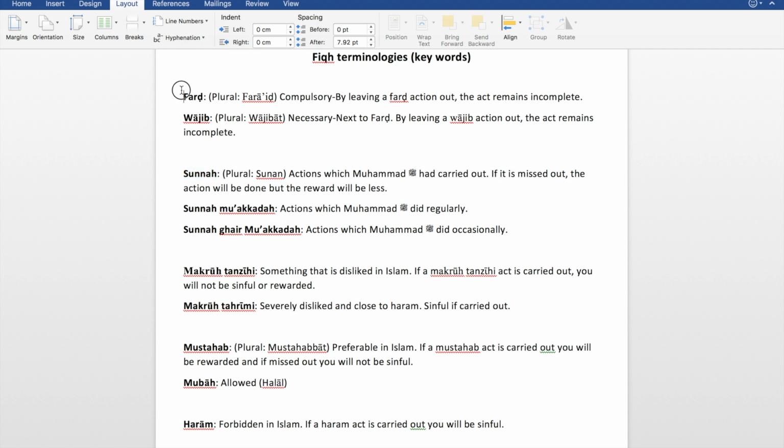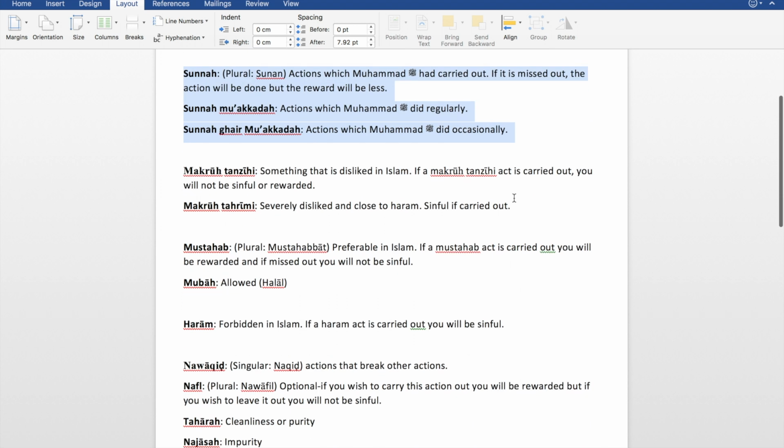Okay, so now we've done the first two sections. We've done the Fard and Wajib, which were compulsory. They're one category. And then we've done the Sunnah category as well. And we said that the Sunnah is of two types. And we've done them. Okay, now let's go into the Makruh category. The word Makruh literally means disliked.